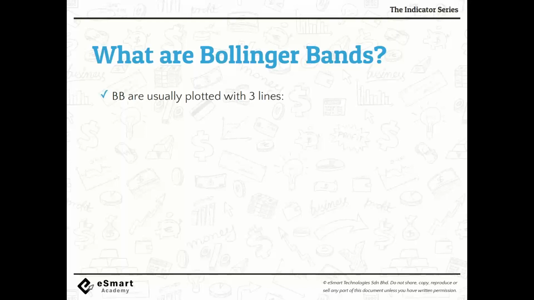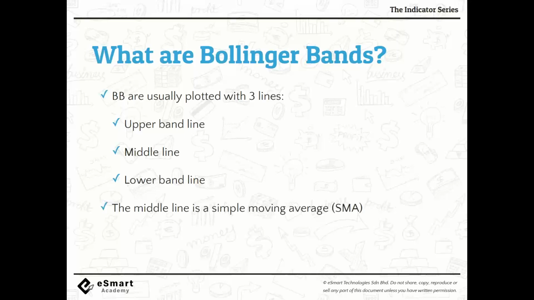The Bollinger Band indicator has three lines. Some technical names: there's the upper band line, the middle line, and the lower band line. So every Bollinger Band has three lines. Sometimes traders will hide the middle line and only show the upper band and the lower band, but I want you to understand the full picture. The middle line is essentially just your simple moving average.